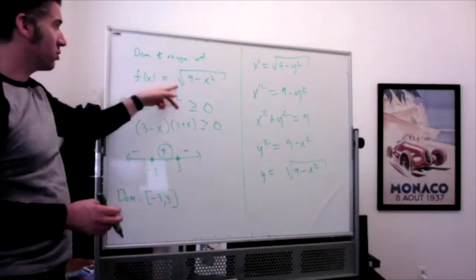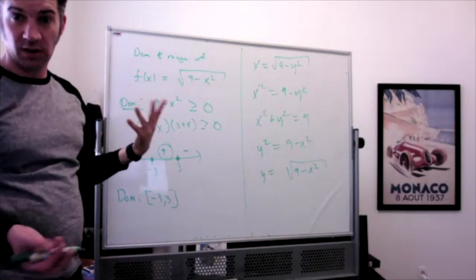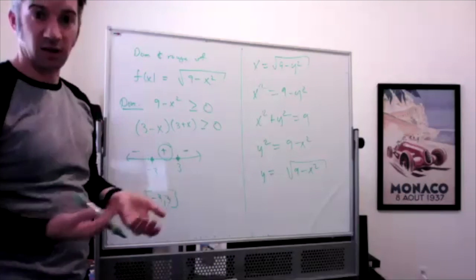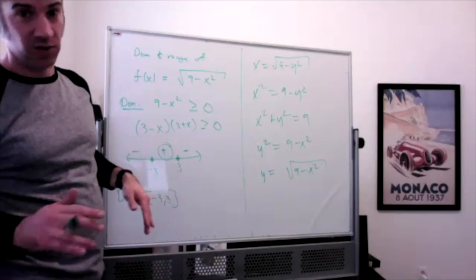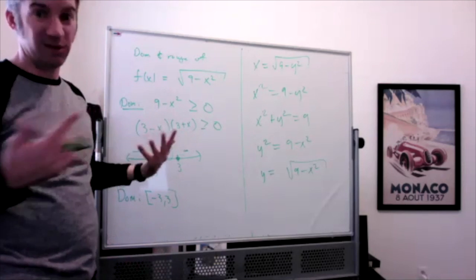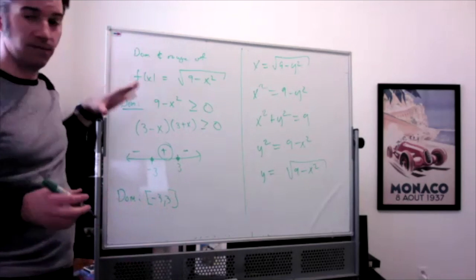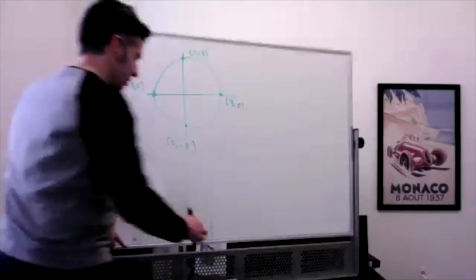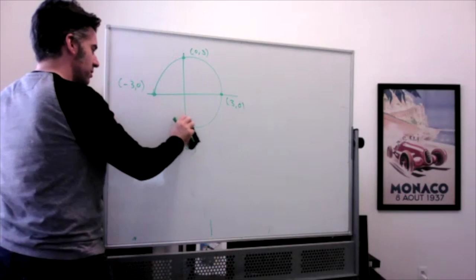So what's happening here? Well, the problem is, when you take a square root of something, square roots only give you positive or 0 results, right? You can't take the square root of a number and get a negative answer. Square root of 0 is 0, square root of 4 is 2. It's not plus or minus 2, it's just 2. Square root of 9 is 3, not plus or minus 3, just 3. So the problem here is that this function, the y values can only be positive. So really, we're getting just the top half of this.